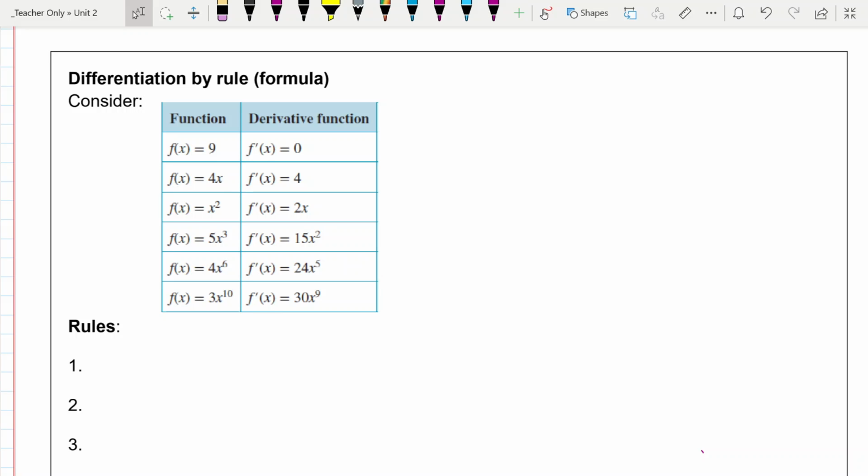But fortunately, as with much of the maths that we do, there are patterns that start to emerge when we do things more and more, and we can start using the rule or the pattern to find a derivative rather than having to do it from first principles every single time. So I want you to have a look at this first table, and take a couple of seconds to see if you can see some sort of pattern developing.